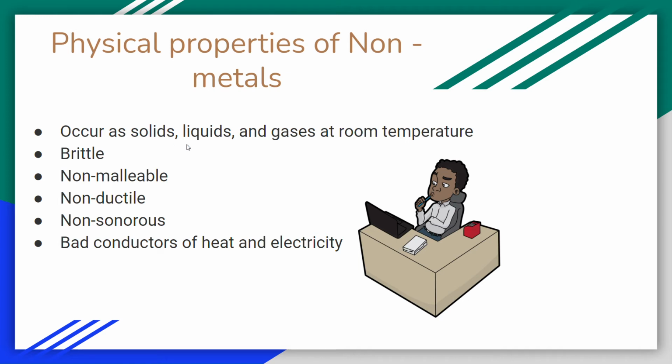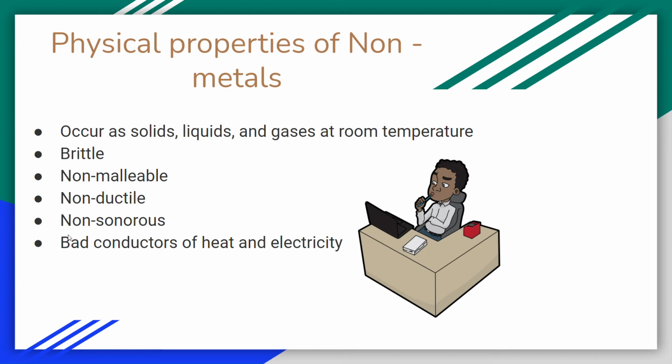They can occur as solid, liquid, and gases at room temperature, means that they can occur in more than one state of matter. They are brittle, that they can be broken by our hands. They are non-malleable, that they cannot be converted into thin sheets. They are non-ductile, that they cannot be drawn into thin wires. They are non-sonorous, that they do not produce sound when they are struck with something hard.